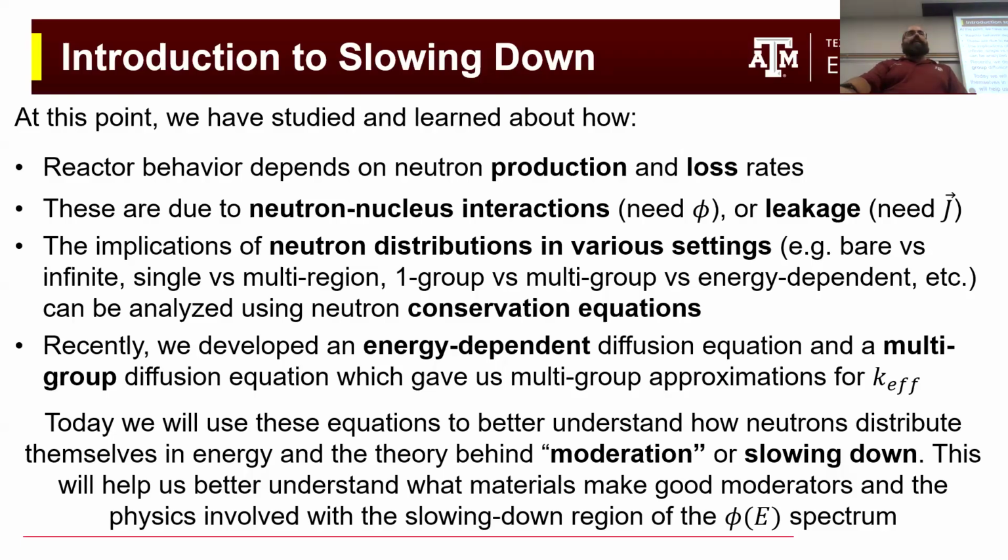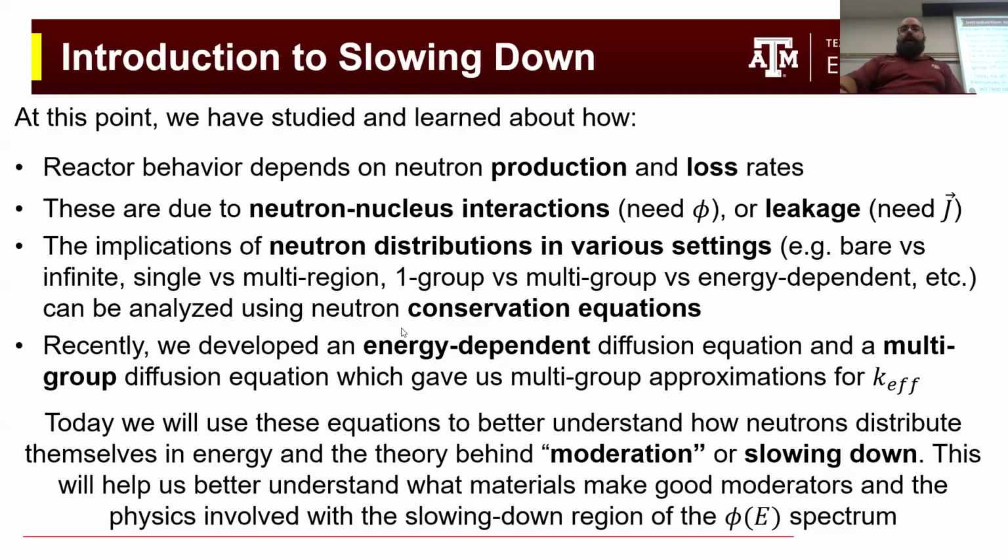And so once we have those pieces and we know how to compute those different reaction rates and loss rates, then we can start looking at how do neutrons distribute themselves in various situations. And so we've seen that in lots of different settings, like the bare infinite reactor, the homogeneous single region reactors and multi-region reactors, and then like different energy groups. And we've seen how you can set up conservation equations to understand what the neutrons are doing in whatever setting you're considering.